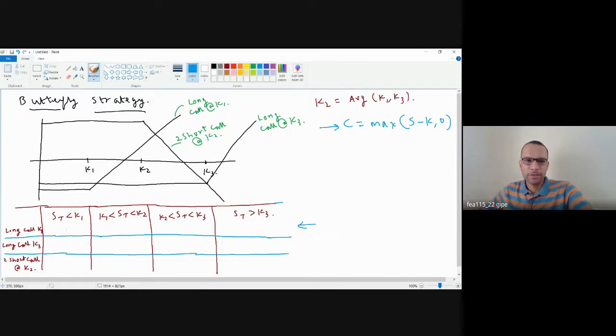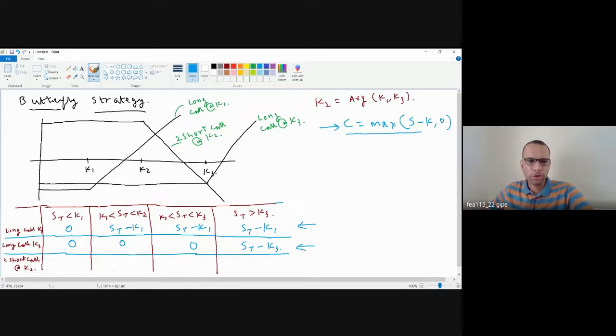So since it's a long call, this will be 0. ST minus K1, ST minus K1, ST minus K1. Point to note is we'll stick to K1. We will not switch the Ks because we are looking at an option which has been struck at K1. Now, if I want to fill up the long call at K3, then again, I'm using the same equation for the call option. This will be 0, 0, 0, ST minus K3.